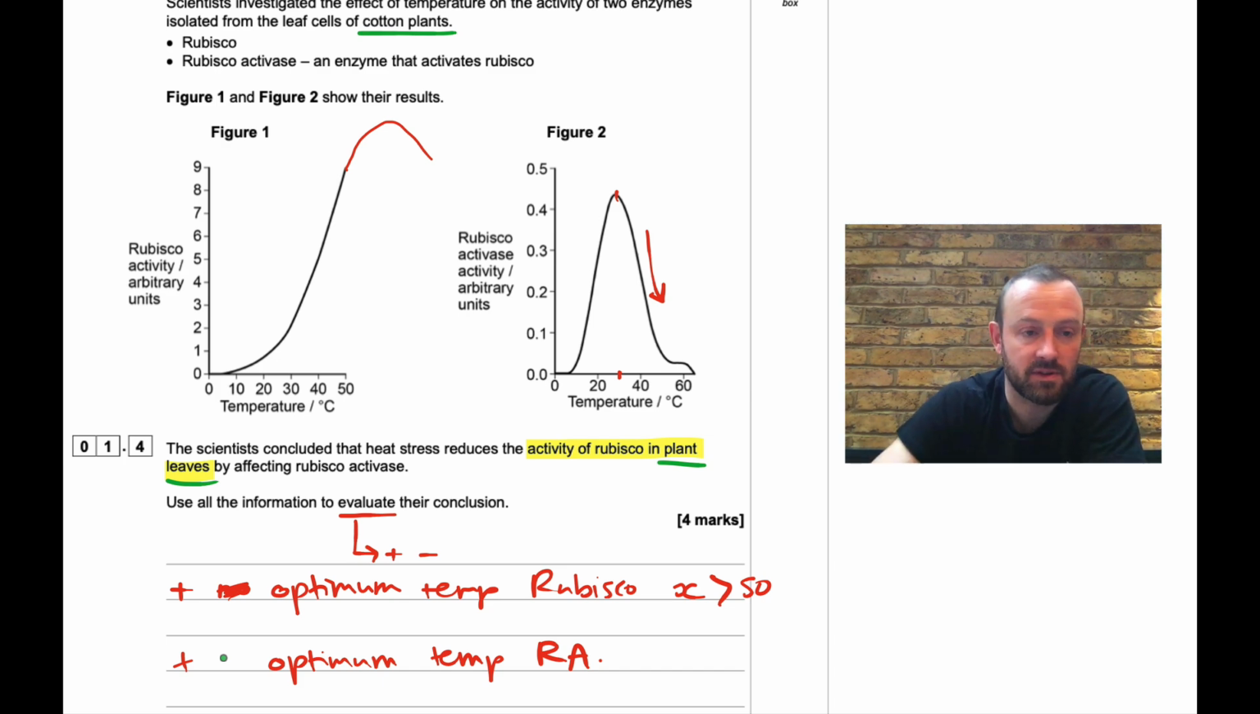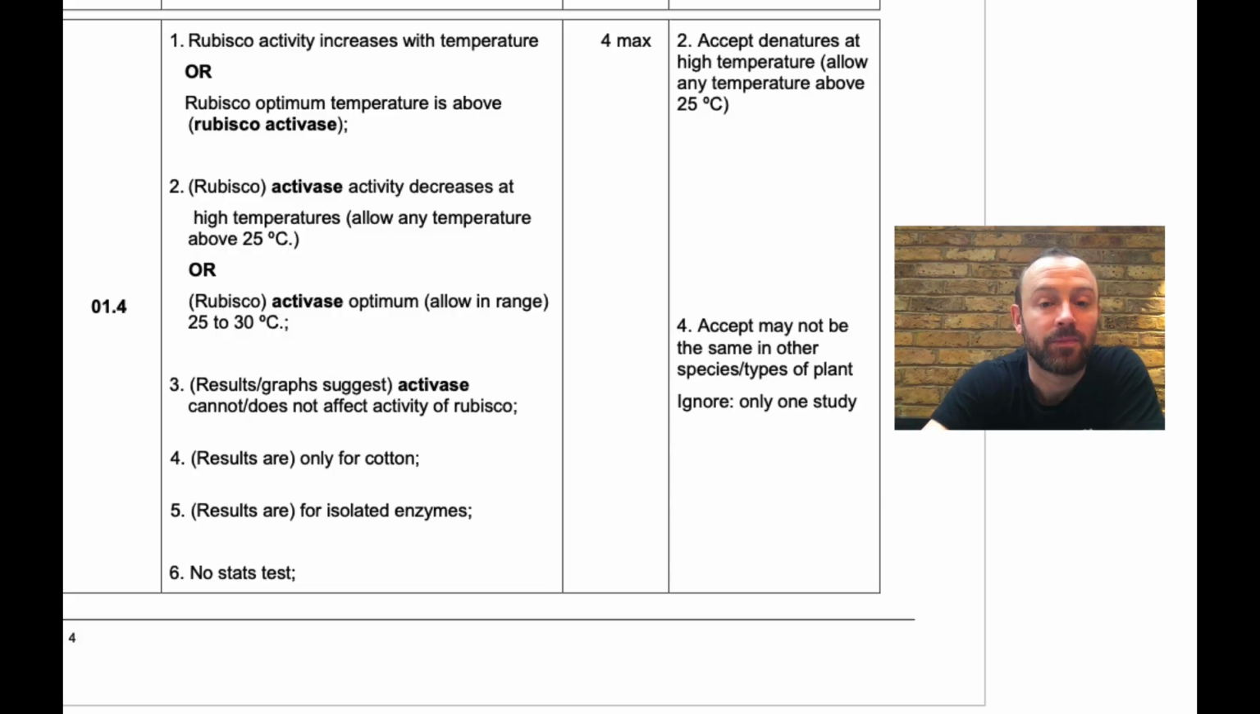Let's have a look at the mark scheme and see if I'm on the right lines. Okay, here's the mark scheme. So, did I get this right? Okay, so first of all, Rubisco activity increases with temperature, or the Rubisco optimum temperature is above 50. Okay, cool. So that's the first thing we said. We said this, Rubisco activase activity decreases at high temperatures. Okay, cool. Optimum is somewhere around 30. I said 30.